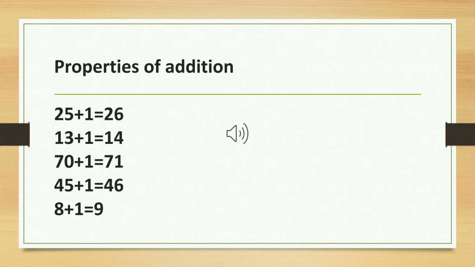When you add 1 to any number, you will get the next number. For example, when you add 1 to 25, you will get 26. When you add 1 to 13, you will get 14. When you add 1 to 70, you will get 71. When you add 1 to 45, you will get 46. And when you add 1 to 8, you will get 9.